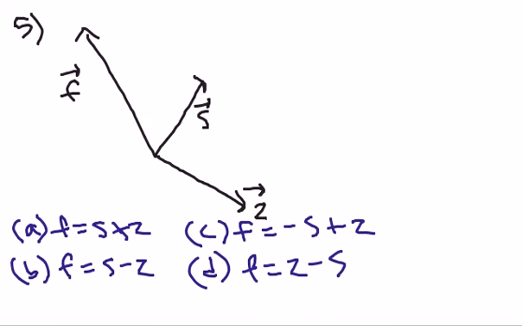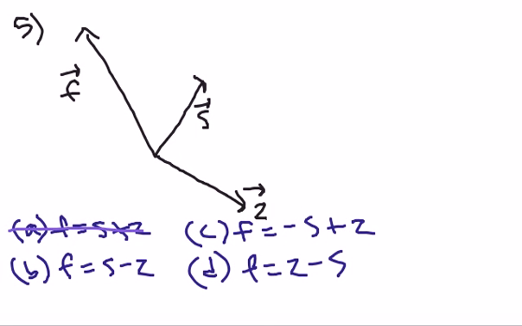So if I look at the first one, if I do s plus z, and I can actually draw it here, using the head to tail method, I would have s, and then I would say plus z. So this would be the z vector if we take a copy of this and put it up here using the head to tail method, and the resultant vector would be here. Well, that's obviously not f. F is all the way up here. So let me just erase those. Okay, so A is out. Now let's look at B.